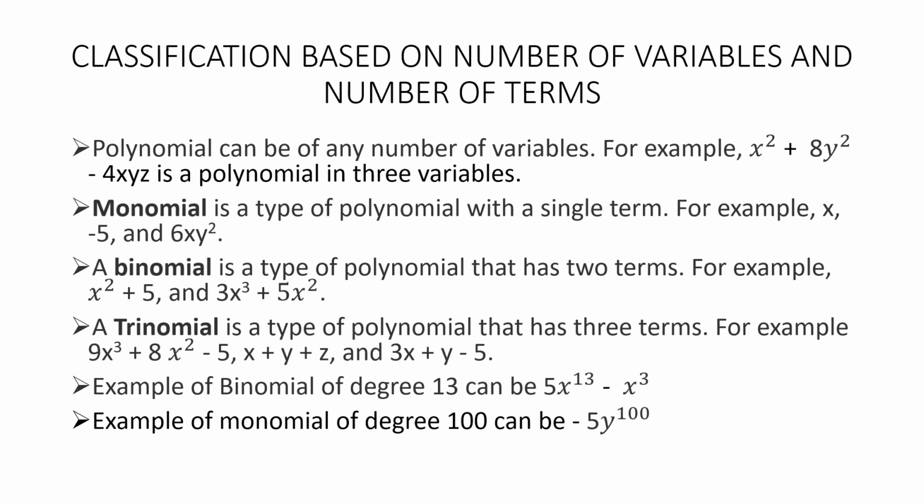Example of a monomial of degree 100. Monomial means it should have only one term and the highest degree should be 100. So you can write it as minus 5y raised to 100.